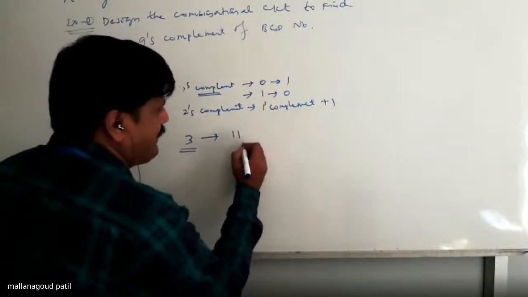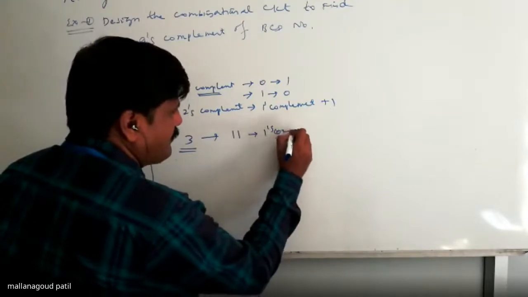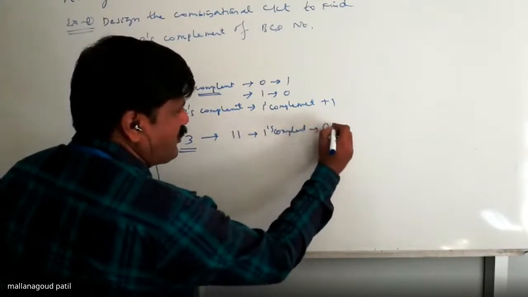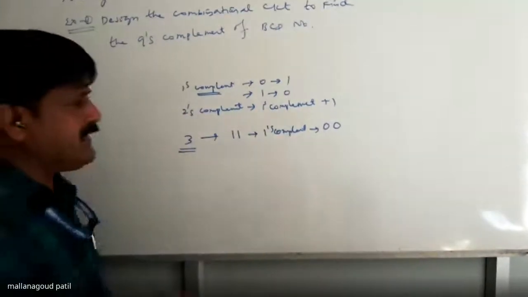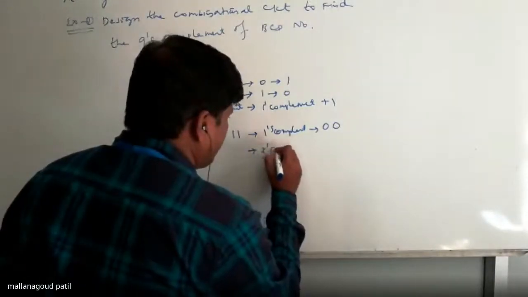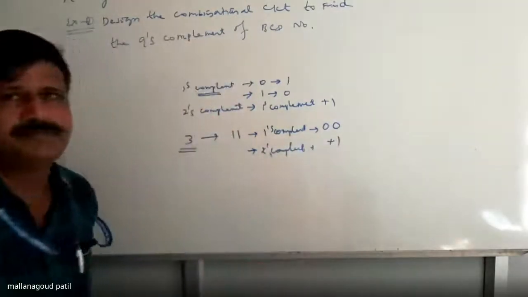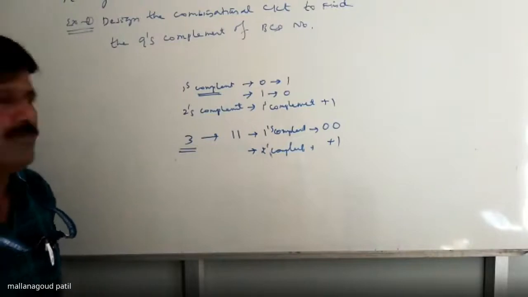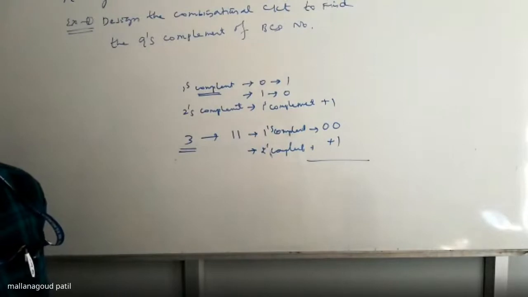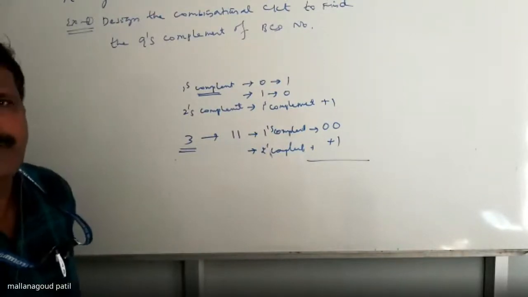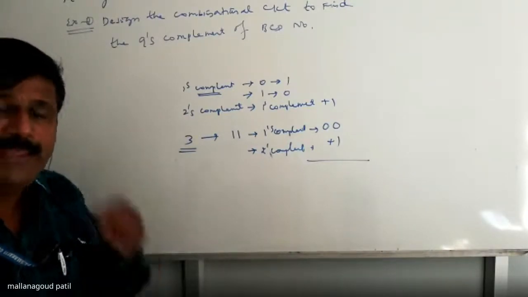Then the 1's complement will be, I can write here, 0, 0. The 1's complement of 1, 1 will be 0, 0. Next, the 2's complement will be plus 1. The 1's complement plus 1 will be the 2's complement. Then you have to add. But one thing you must know: the 2's complement of the given number is the negative value.